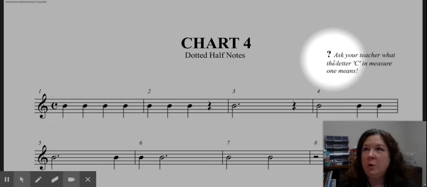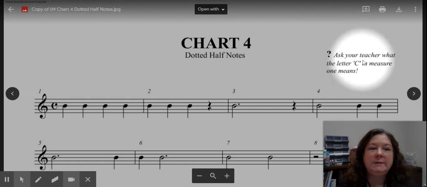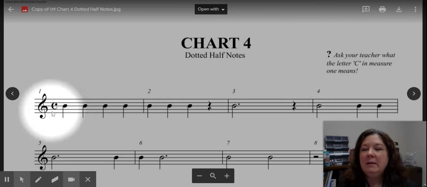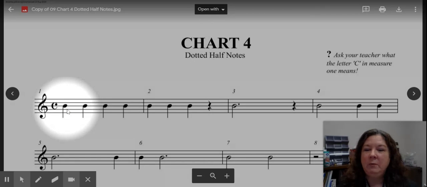You may have also had a question about this section over here, where it says, ask your teacher what the letter C means in measure 1. Well, here's what they're talking about. This C right here in the place of the time signature stands for common time, and the most common time signature is 4/4. So we are counting still in 4/4 time. So let's take a look at what we have.